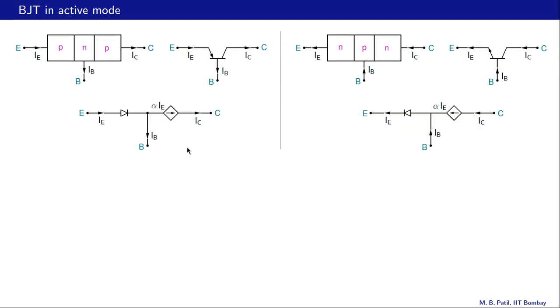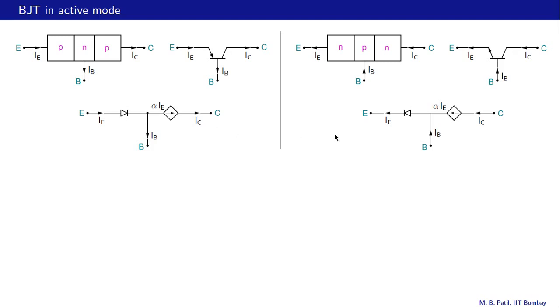Here are the equivalent circuits for BJT in active mode. This circuit is for a PNP transistor, and this circuit here is for an NPN transistor. So what do we have here? Between the emitter and base, we have a PN junction that is represented by this diode here. Between base and collector, we have this current controlled current source. If this current is IE, that current is alpha times IE. And as we have commented earlier, this alpha is close to 1, a little less than 1.